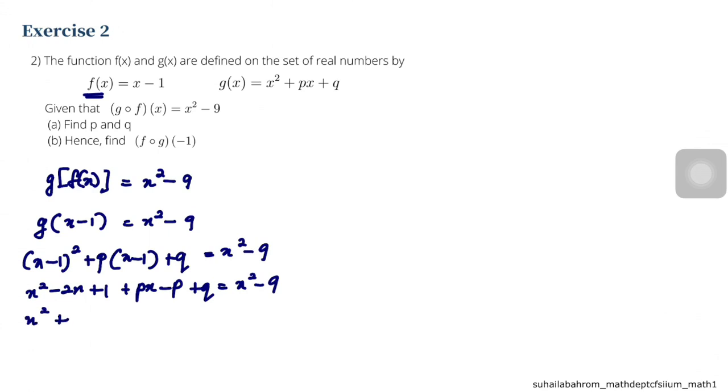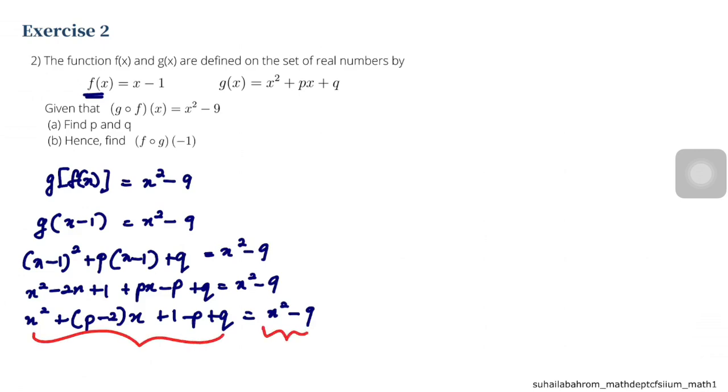Then we need to group the terms with the same power of x. We have only one x squared, and then we have the terms in x, which are p minus 2 in bracket times x. And then without x we have the terms plus 1 minus p plus q, is equal to x squared minus 9. So what we need to do here is compare the terms on the left hand side with the terms on the right hand side.